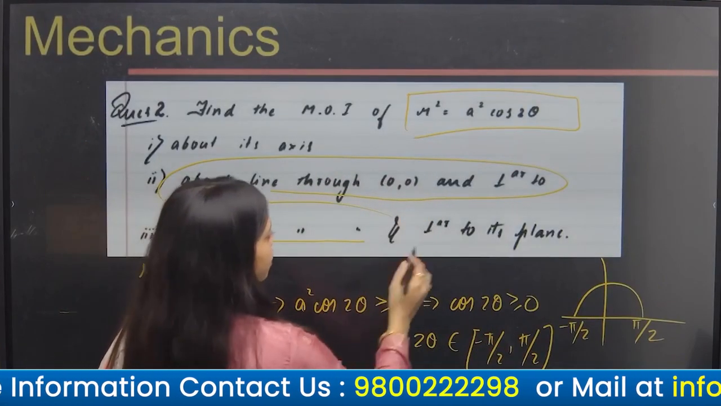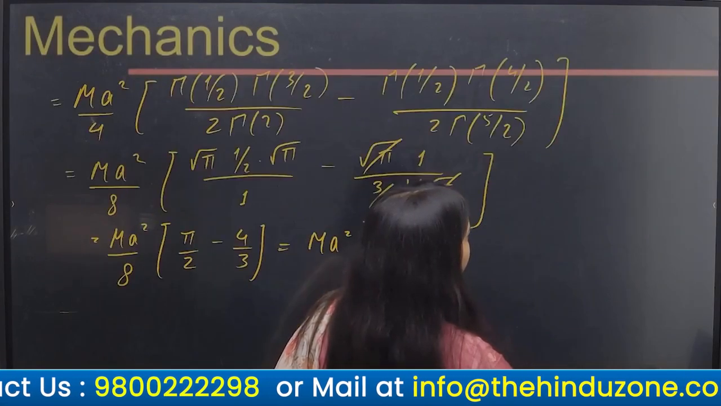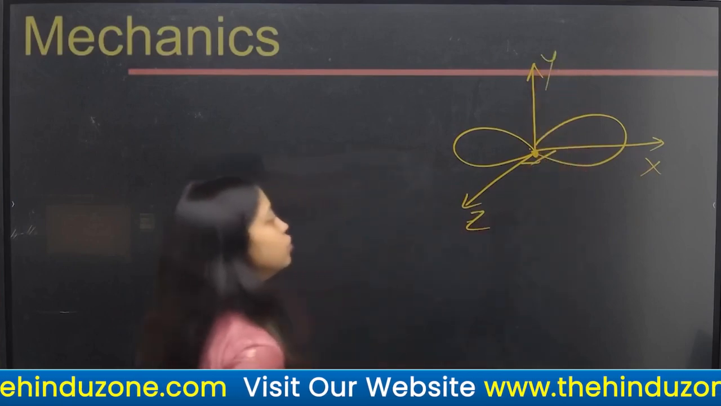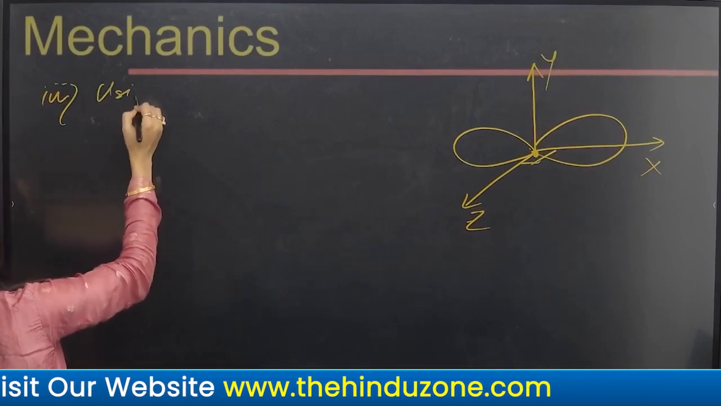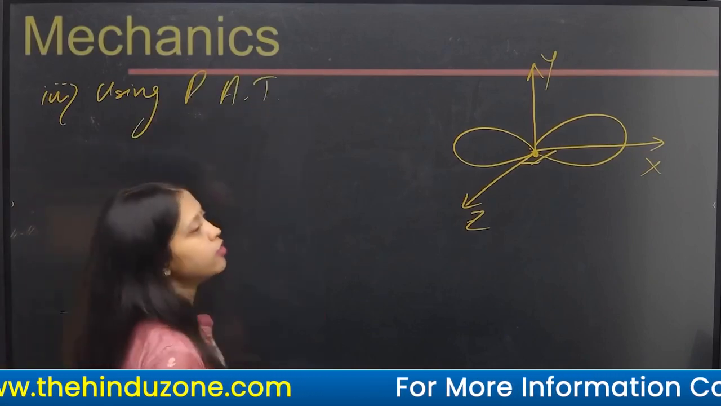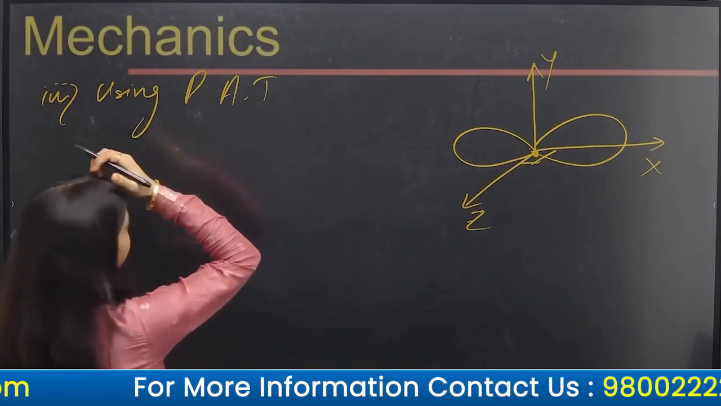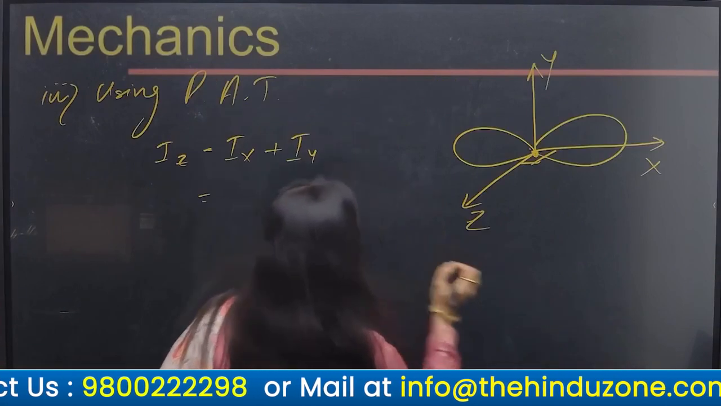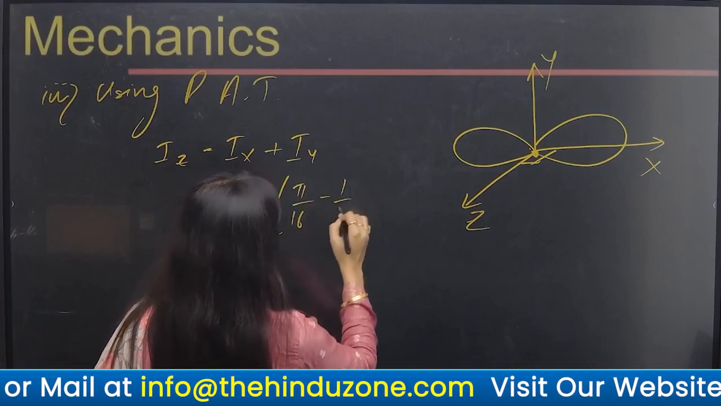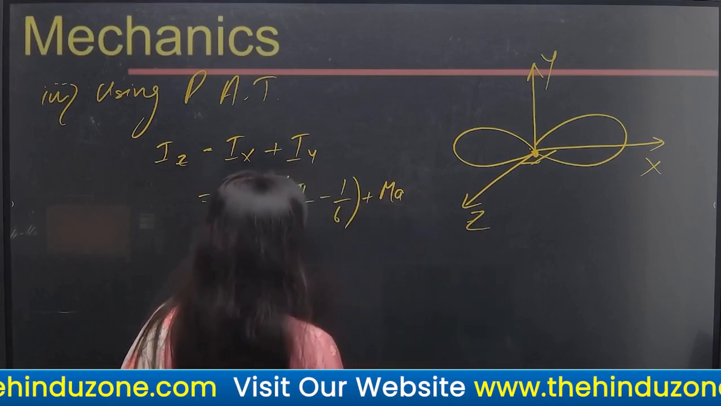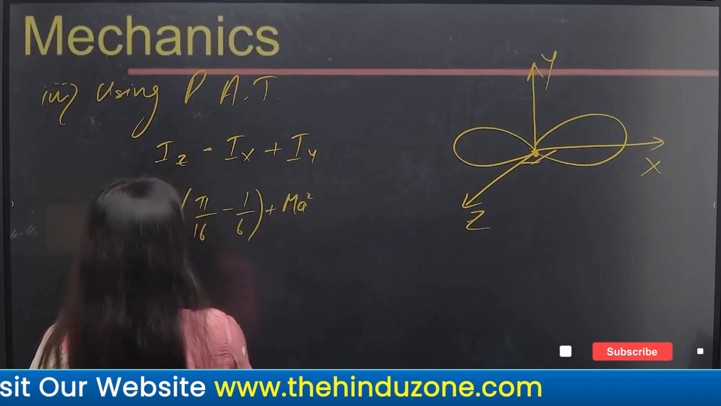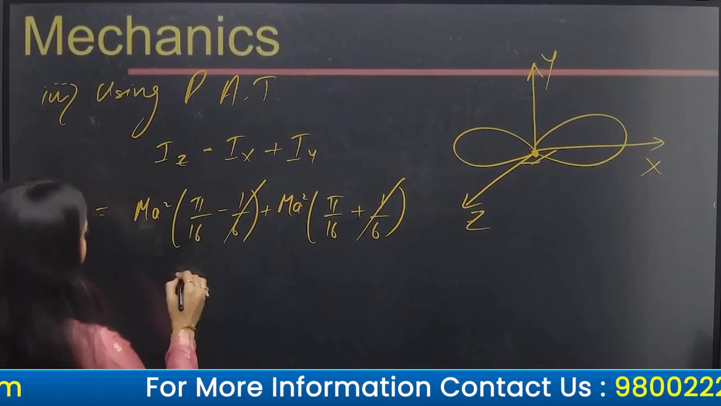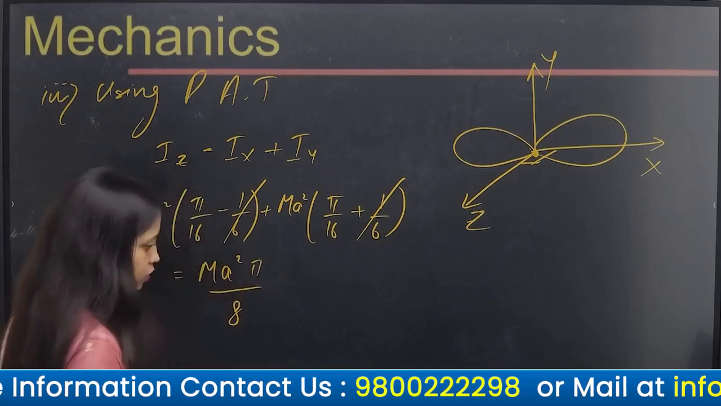About the line through 0, 0 and perpendicular to its plane. So about the line passing through 0, 0 and perpendicular to its plane, this is the z-axis. X-axis we know, y-axis we know. So Iz, using the perpendicular axis theorem. This theorem I have discussed in my last video. So perpendicular axis theorem, Iz is equal to Ix plus Iy. What is this? This is MA square, pi by 16 minus 1 by 6, plus MA square, pi by 16 plus 1 by 6. Cancelled. Right. So we are left with MA squared pi by 8.